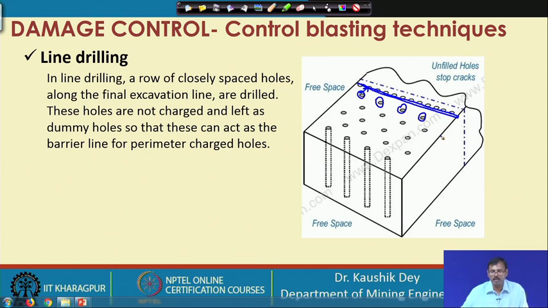So, in line drilling, a row of drilled holes are placed as a curtain to the excavation, or as a curtain to the propagation of the wave generated from the blasting. So, this method is called line drilling. This line drilling efficiency is very high. However, because of drilling a number of holes, it may often be costly.